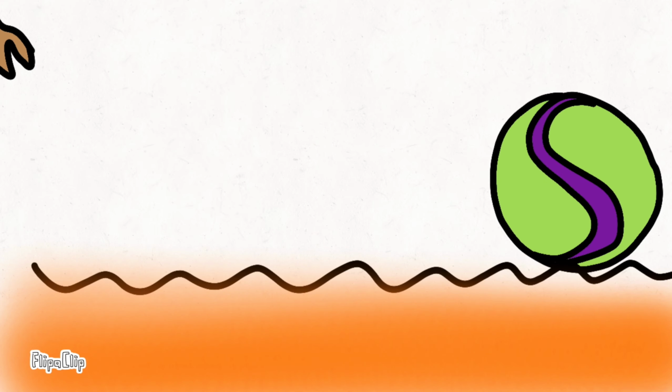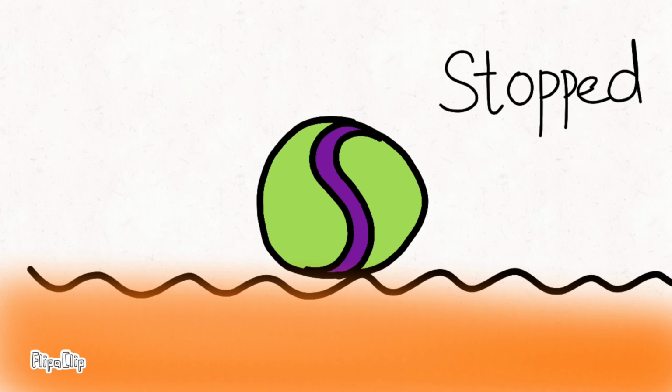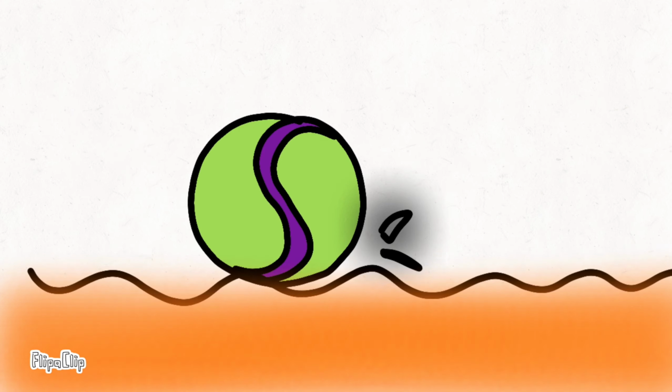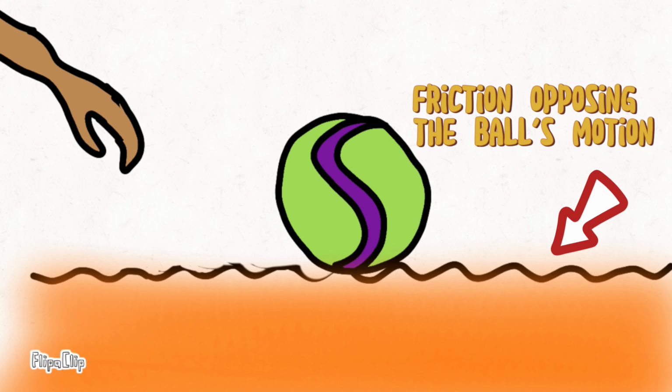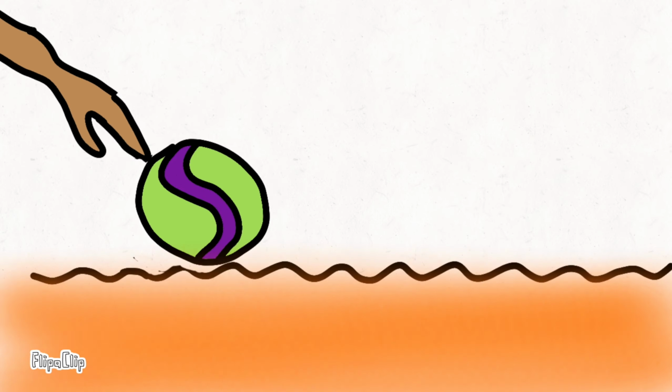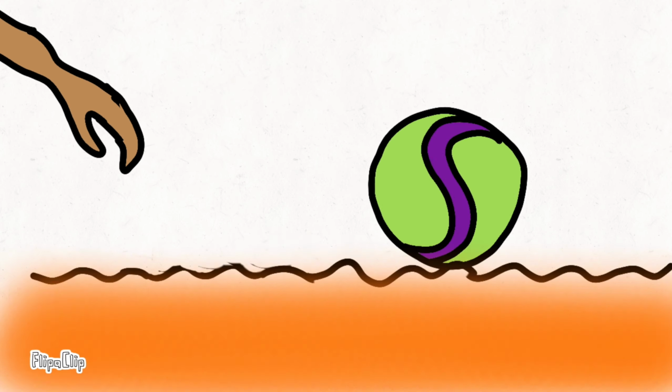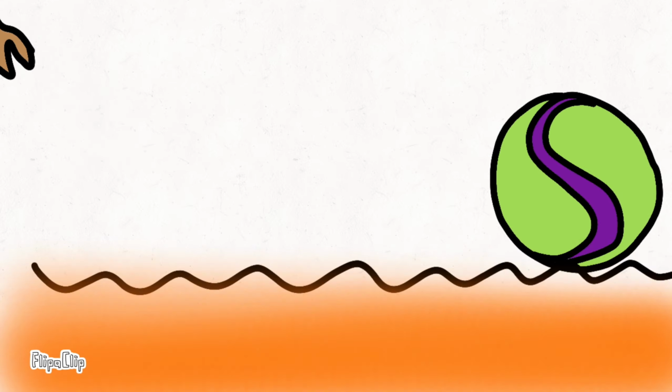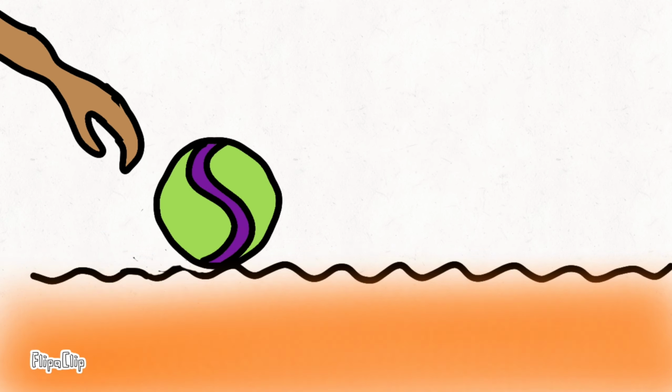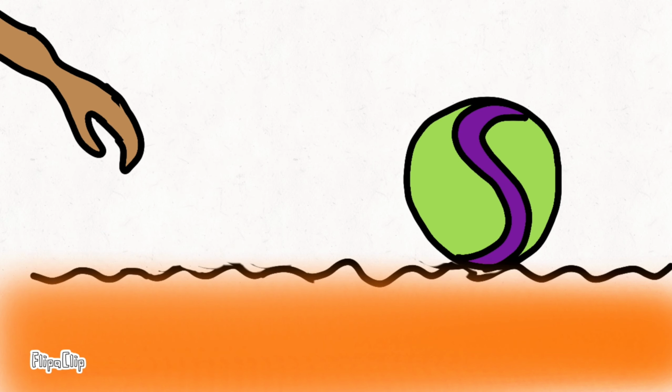That means if we roll a ball on rough ground, there will be friction to stop it and to oppose the motion of that ball. But if we are rolling the ball on a smooth surface, there is no friction or force opposing its motion, so the moving ball will never stop.